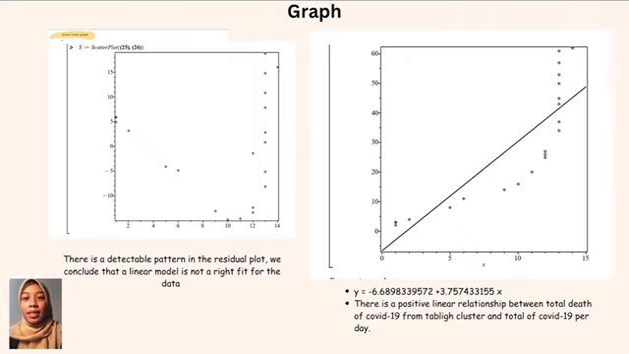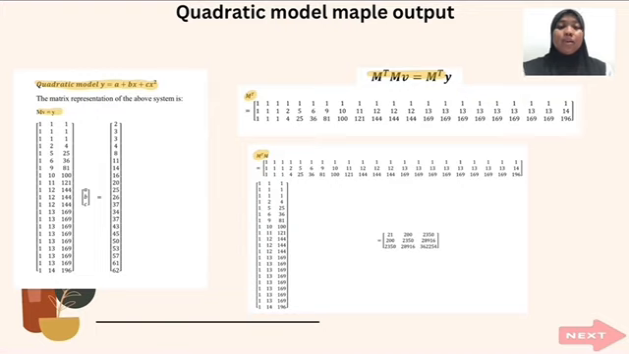Since there is a detectable pattern in the residual plot, we can conclude that a linear model is not a right fit for the data. I will continue my part with quadratic model.